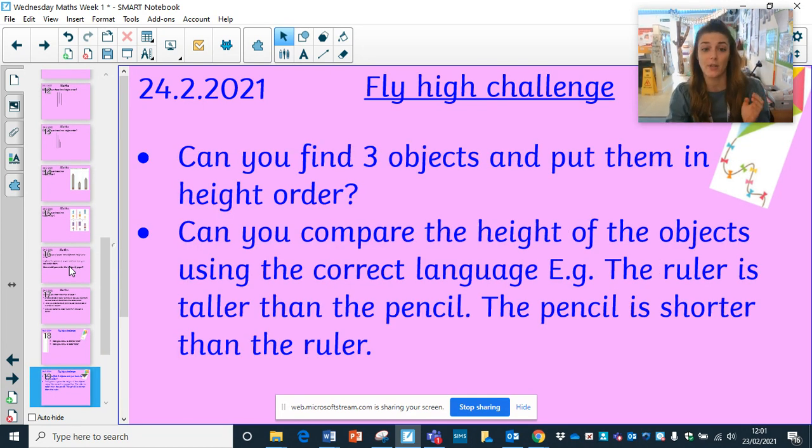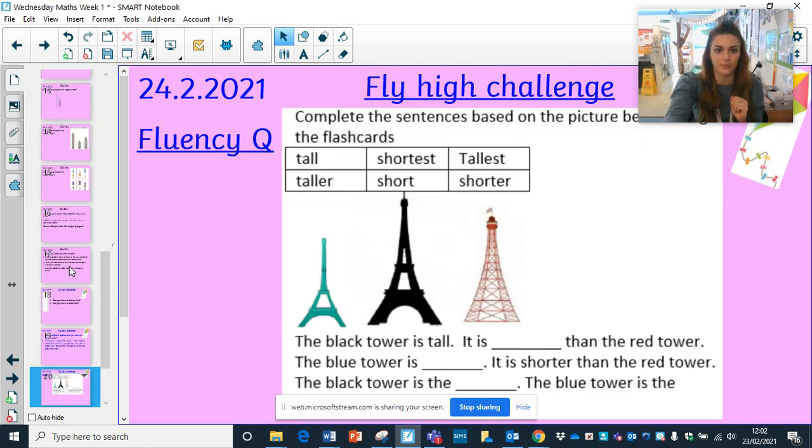And then again, similar to last time, but can you find 3 objects and put them in height order? Okay, so be careful which way you lay those objects. We don't want them in length, we want them in height. So can you find 3 objects and put them in height order? Can you compare the height of the objects using the correct language? So for example, you might use the language such as the ruler is taller than the pencil. The pencil is shorter than the ruler. Okay, that comparing language and using the correct terms, shorter and taller, is really important.